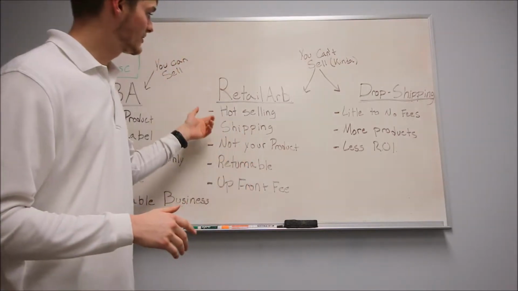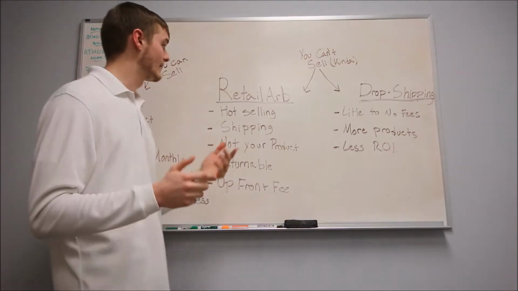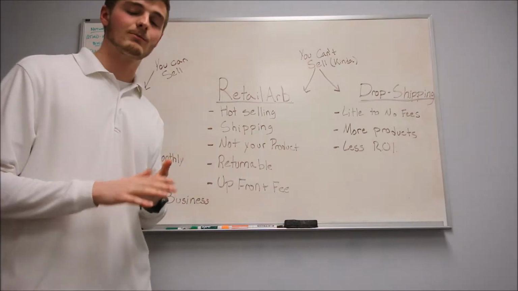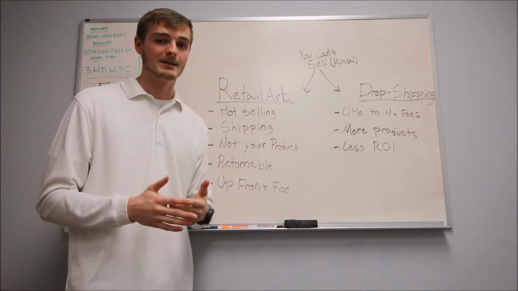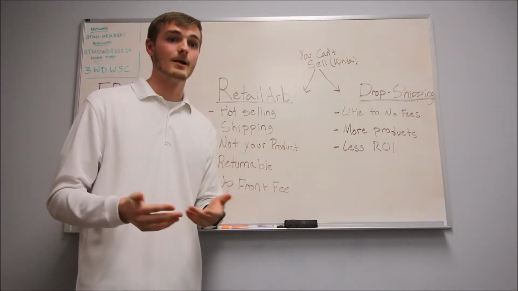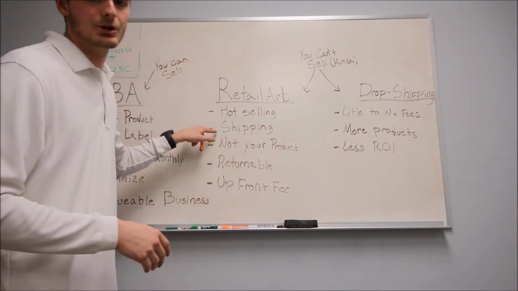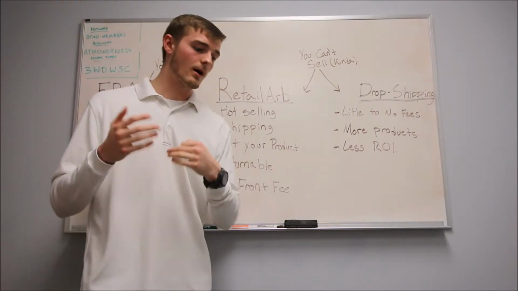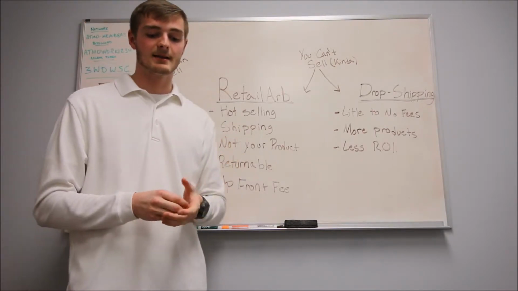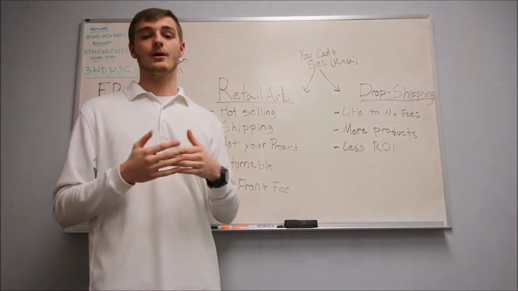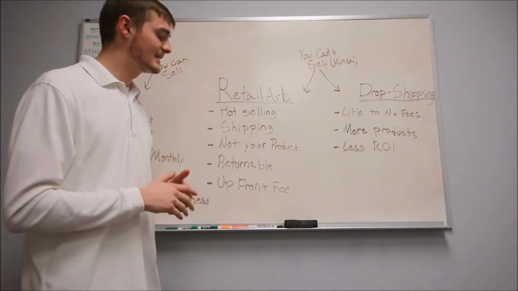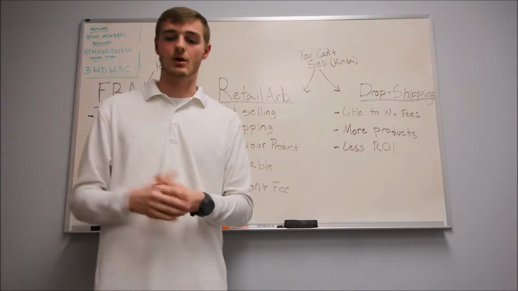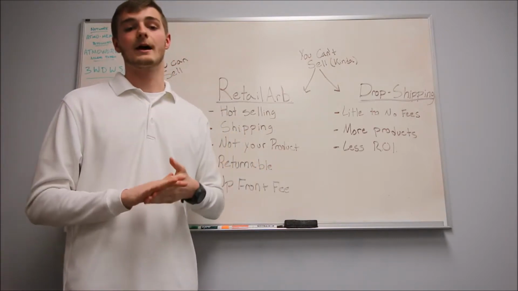So the first thing you're going to want to look at when it comes to retail arbitrage is if that product is hot selling or not. You're not going to want to buy a product that isn't selling at all, because chances are it's not going to sell. But the next thing you're going to want to pay attention to is the shipping. When it comes to buying a physical product and then selling it online, you're going to have to account for shipping. Shipping fees can vary anywhere from local pickup to hundreds of dollars, all depending on the size of your item.